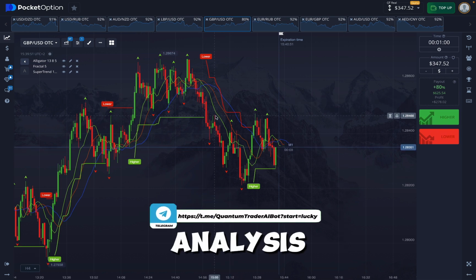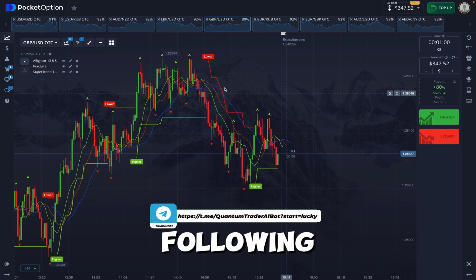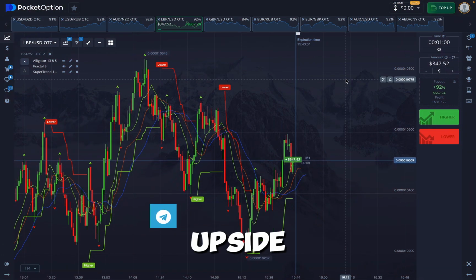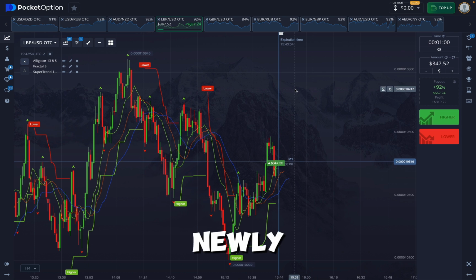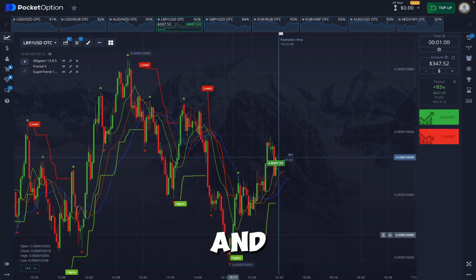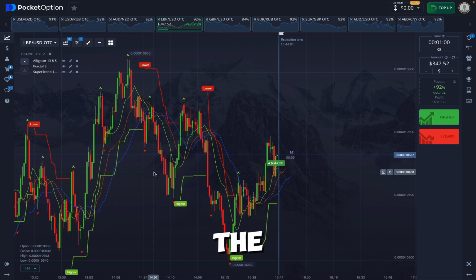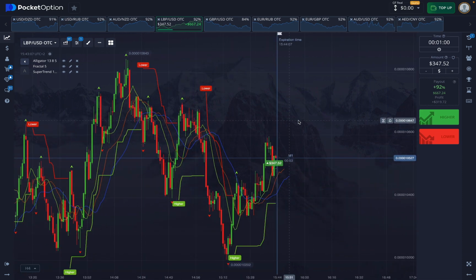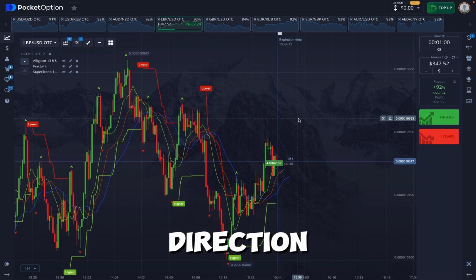Let's continue the analysis and select the following currency pair. And here I will probably open a position on the upside. In my opinion, this is a newly selected currency pair, and it shows very good volatility in the dynamics of movement for the last section of the chart and position. The Supertrend shows an upward direction.